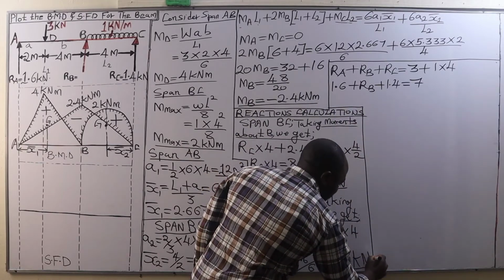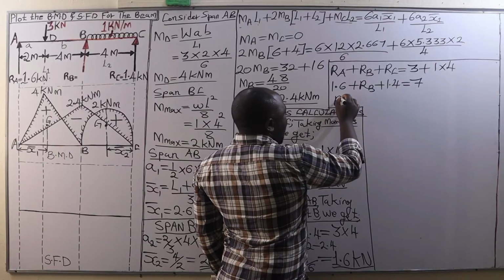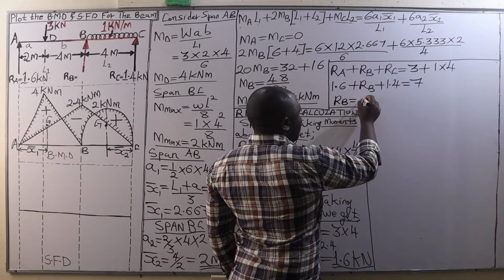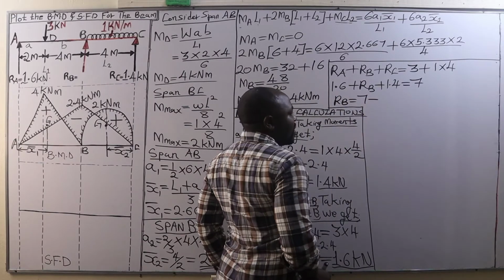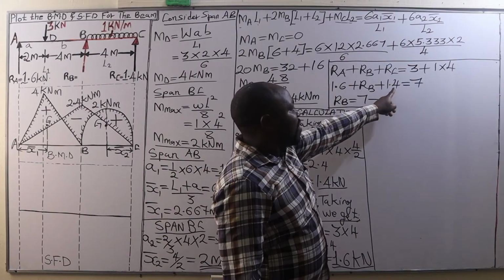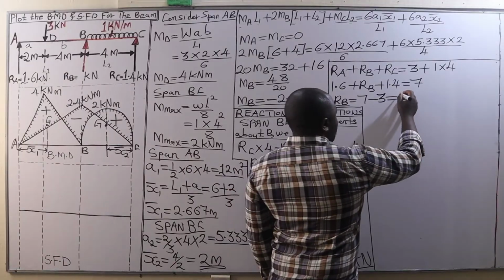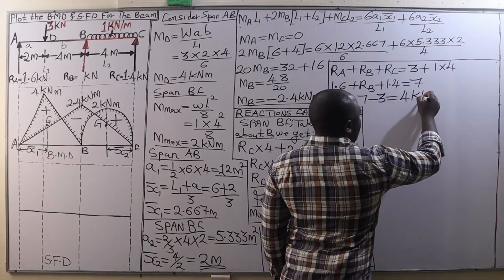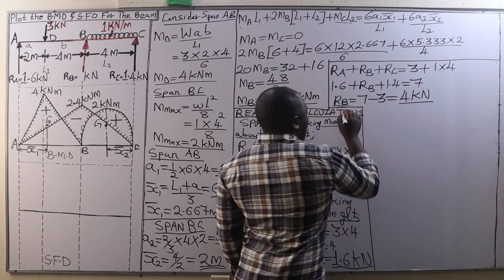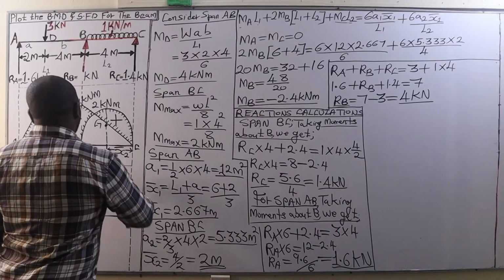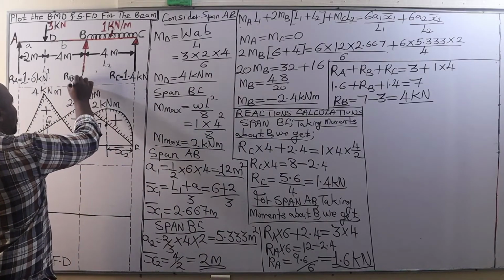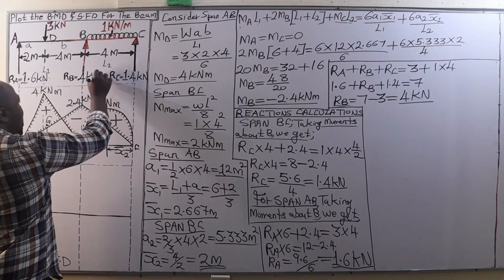And RB will be equal to 7 minus 1.6 plus 1.4, which is 3, which gives 4 kilonewtons. Therefore, the reaction at B is 4 kilonewtons.